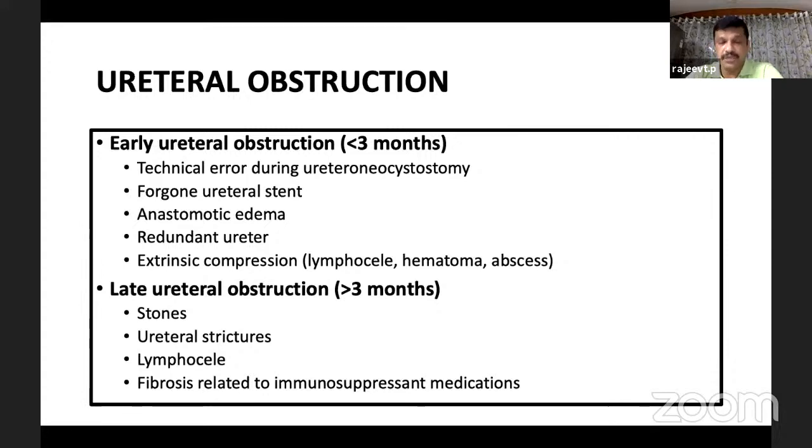Late ureteral obstruction, that is those occurring beyond 3 months, are because of stone formation, development of ureteral strictures, again because of lymphocele. Then again, it can be because of fibrosis, which is related to immunosuppressant medications.